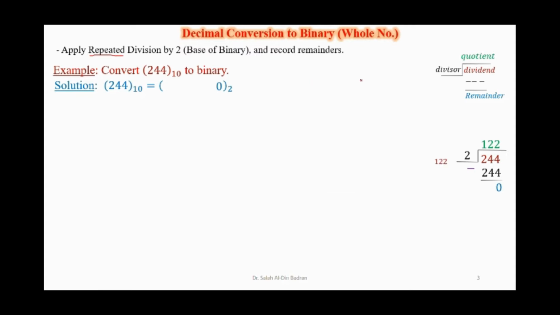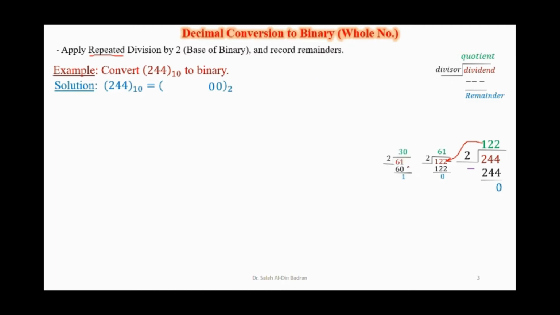We take the quotient 122 and repeat the division by 2. So we took the quotient. Now the quotient will be our dividend, and the divisor is still 2. The quotient is 61; multiply it by 2, subtract both numbers, and the result will be 0. This will be our second binary digit. See, we wrote it on the left side of the first binary digit.